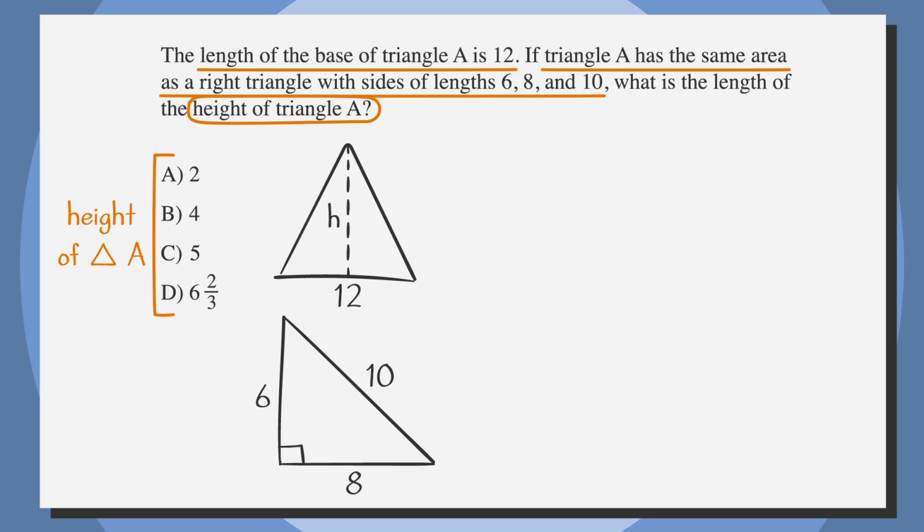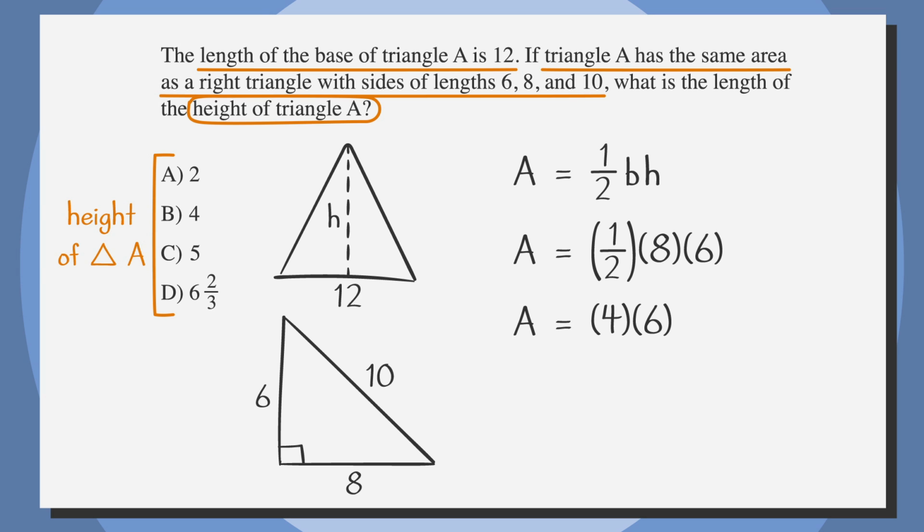The question tells us that the two triangles have the same area. Since we know the base and height of the right triangle, let's figure out its area. The area of a triangle is 1/2 times base times height. The base is 8 and the height is 6. A quick bit of multiplication tells us the area equals 24. So if the right triangle's area is 24, triangle A's area is also 24.